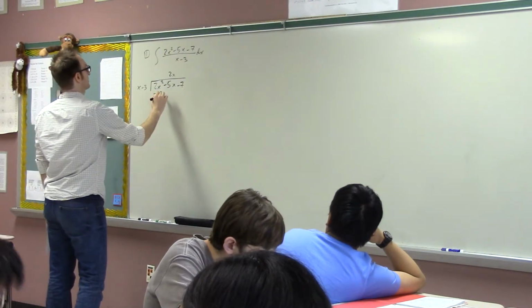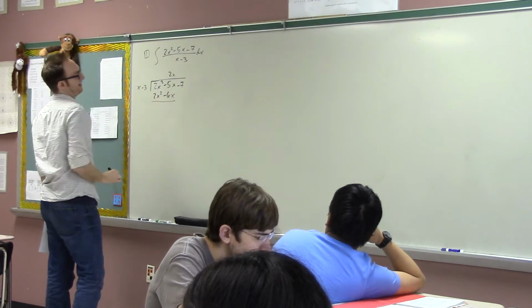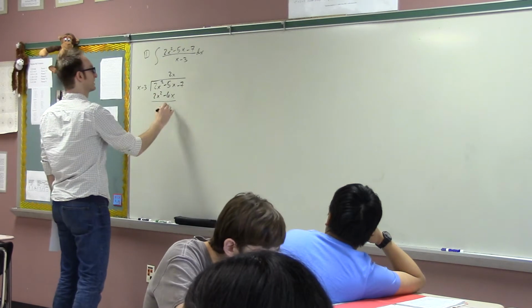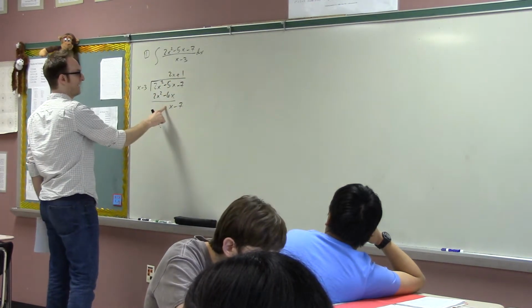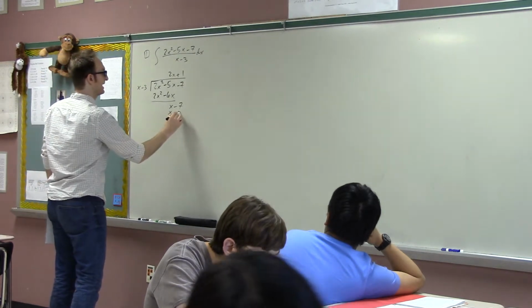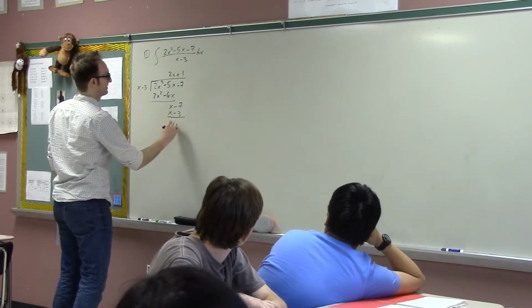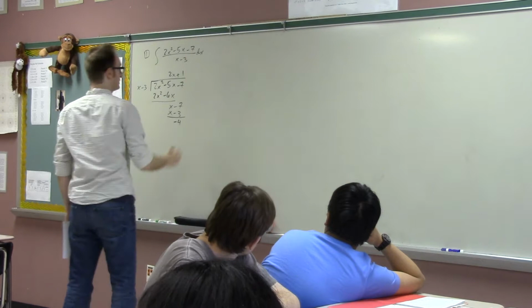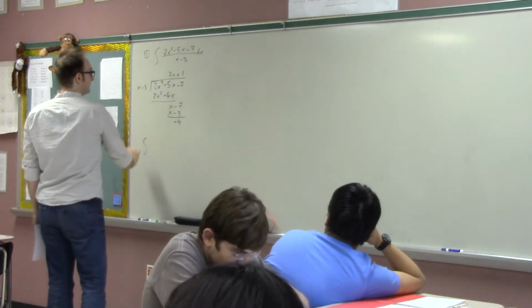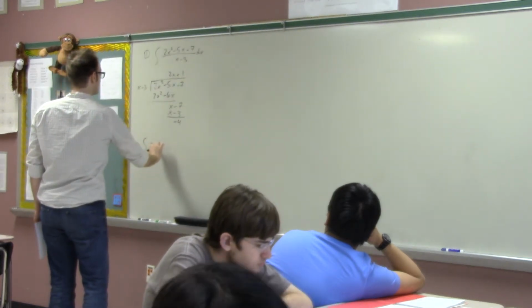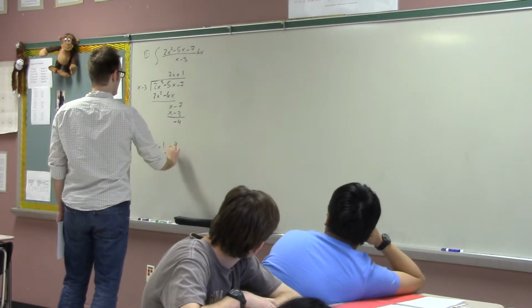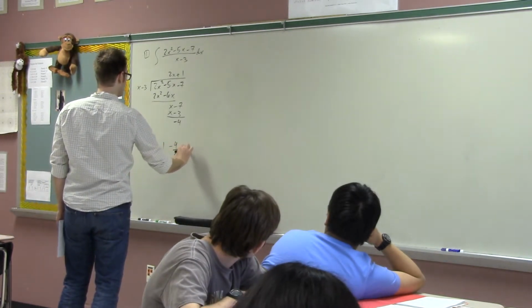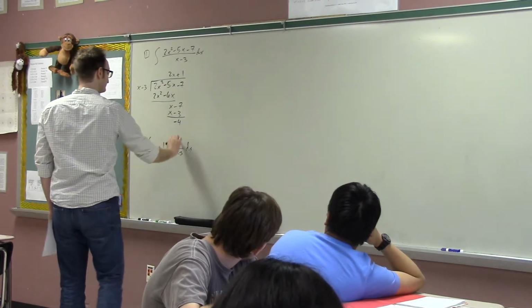You get 2x squared minus 6x. That's x minus 7. That goes in once. Some people just stopped here. And you get x minus 3, and then you get negative 4. So this thing actually becomes the integral of 2x plus 1 minus 4 over x minus 3 dx.